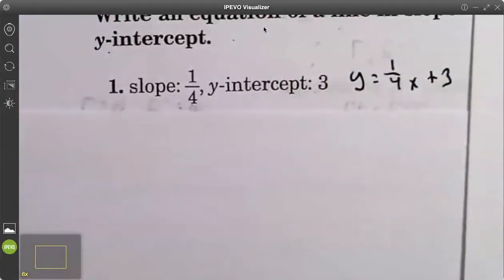Number 1, y equals 1/4 x plus 3. We would put a dot at 3 on the y-axis, our y-intercept, and from there we would rise 1, run 4, put our next dot, and draw a line through it.